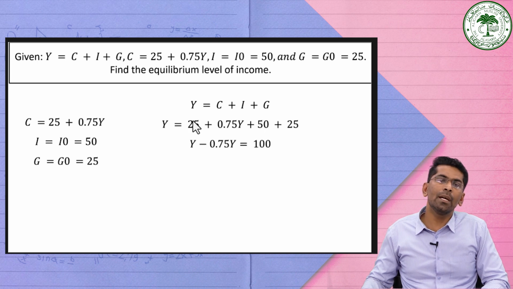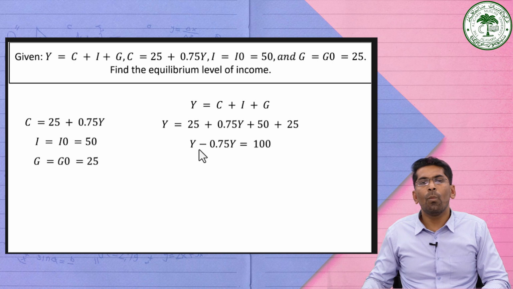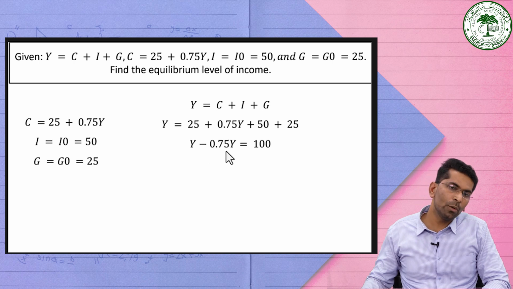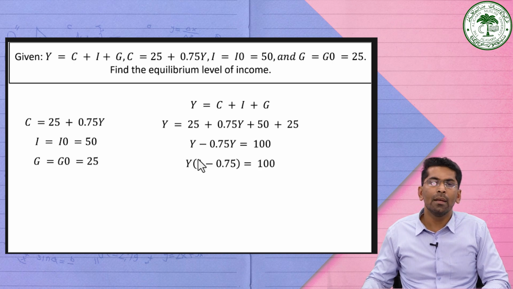So taking the Y term into the left hand side of the equation, it will become Y minus 0.75Y, then 25 plus 50 plus 25, which is equal to 100. So here Y term is common, so I am taking it outside. So Y, then what is remaining here? 1 minus 0.75, which is equal to 100.